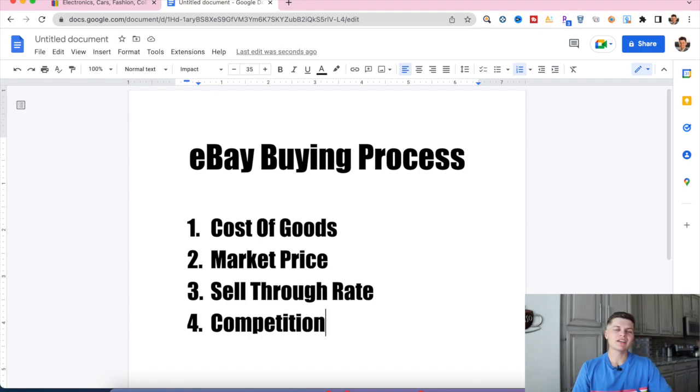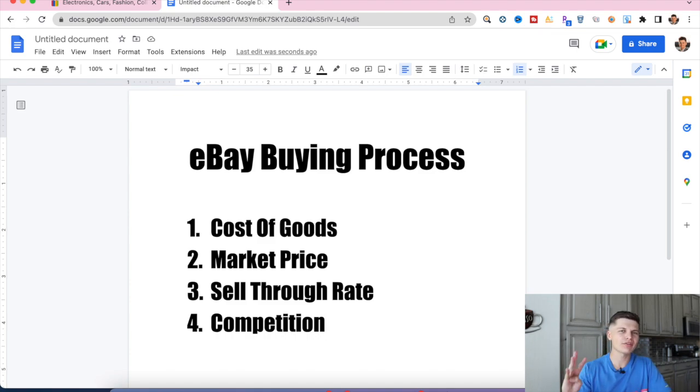The third data point is going to be sell-through rate. Sell-through rate is the most important factor that I consider when making a buying decision. Reason being, I want to make sure this product is selling, and I want to know if I'm going to be able to move this product in a relatively short amount of time. I like selling products fast on eBay. I'm not the type of guy that likes to sit on a ton of inventory. I think that's a very horrible business model. You should be buying stuff that's in demand and that you know you can actually sell once you purchase that product.